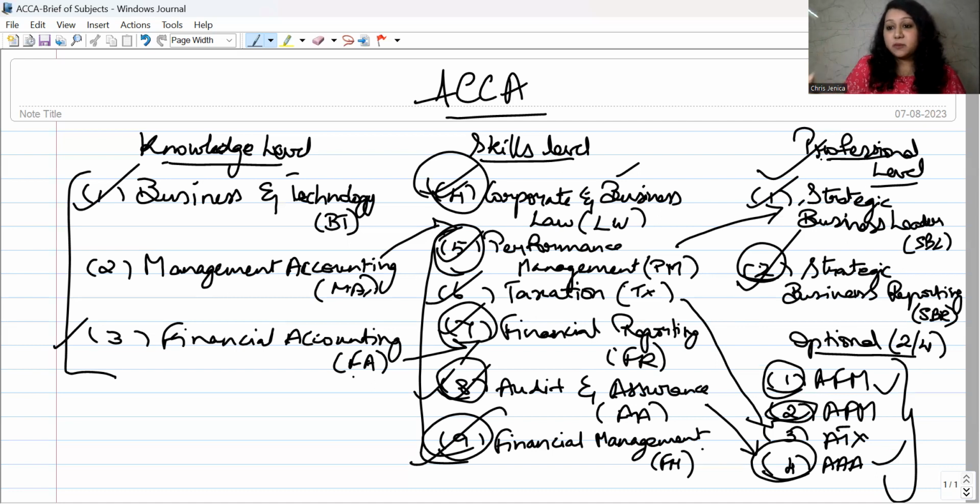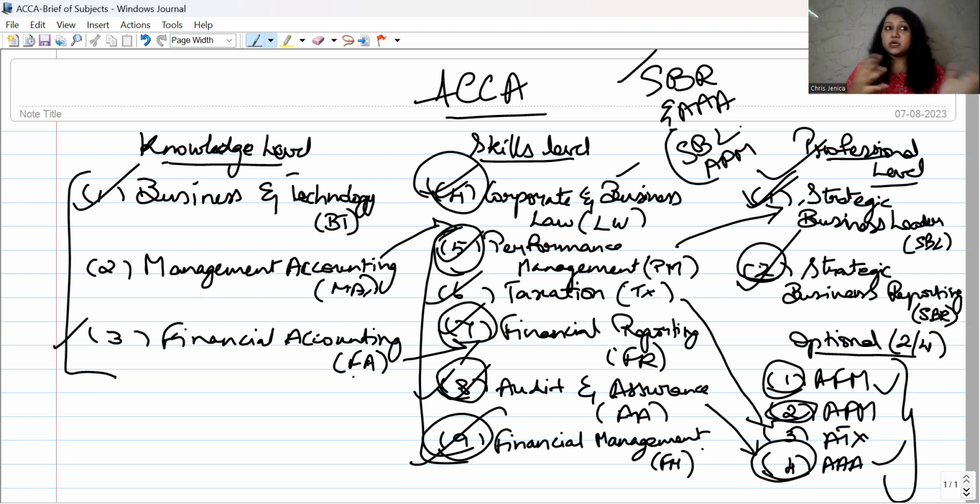And APM is also a better option. If you have chosen APM as your optional paper, then if Performance Management was the last paper that you appeared for at your skills level, you can choose APM immediately. And the best combination for professional level with context to this is SBR and AAA, as I told. Second combination would be SBL and APM. So these two are connected and certain topics are repetitive in both the papers.